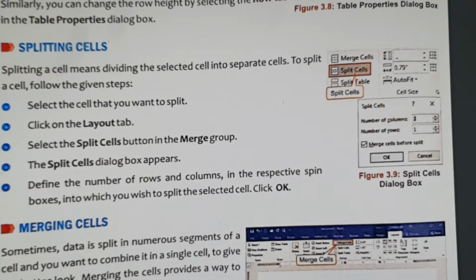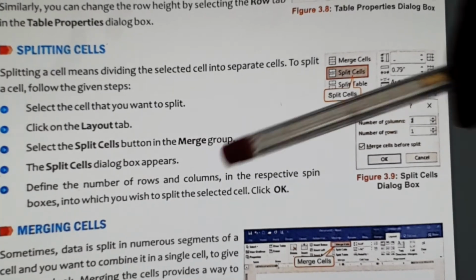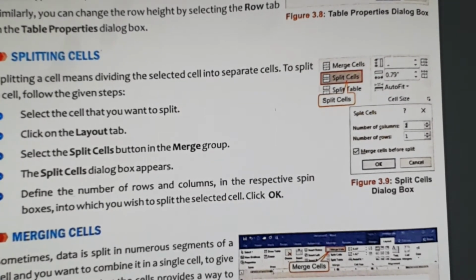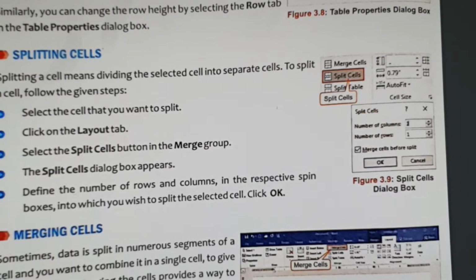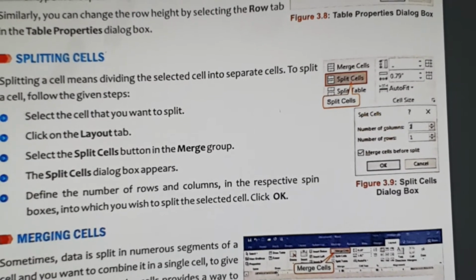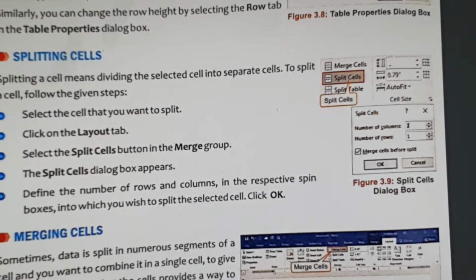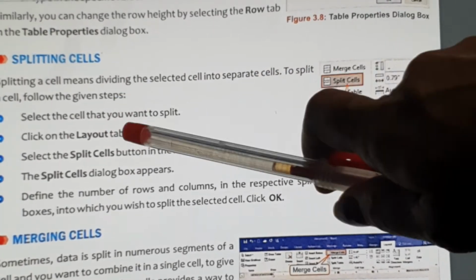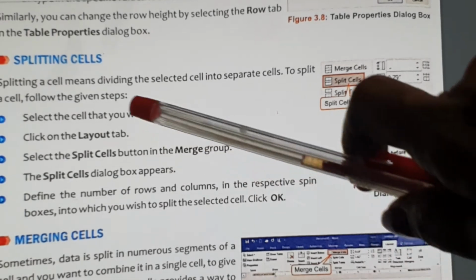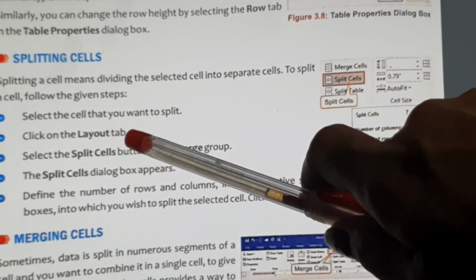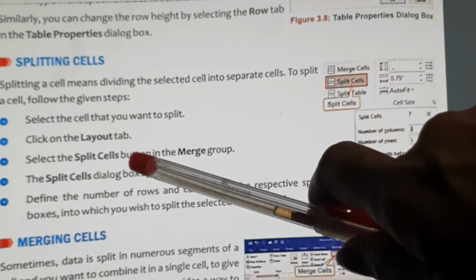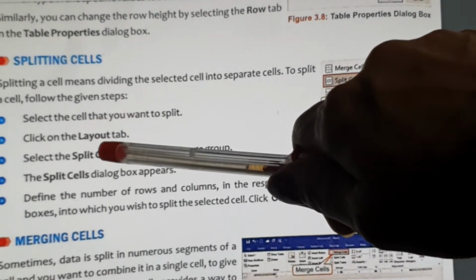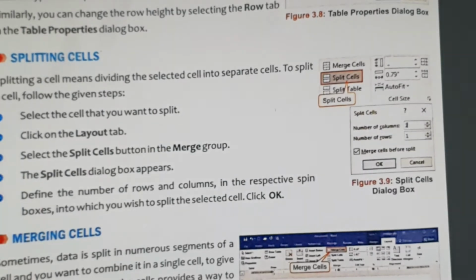Now the next topic is splitting cells. Splitting means dividing. We have to divide the cell into separate cells. Okay. How will we divide the cell? To divide the cell, first click on Layout tab. After clicking on this Layout tab, below the Layout tab, we will find this Split Cells option. First, select the cell which we want to split. Then select Split Cells. A dialog box will appear.